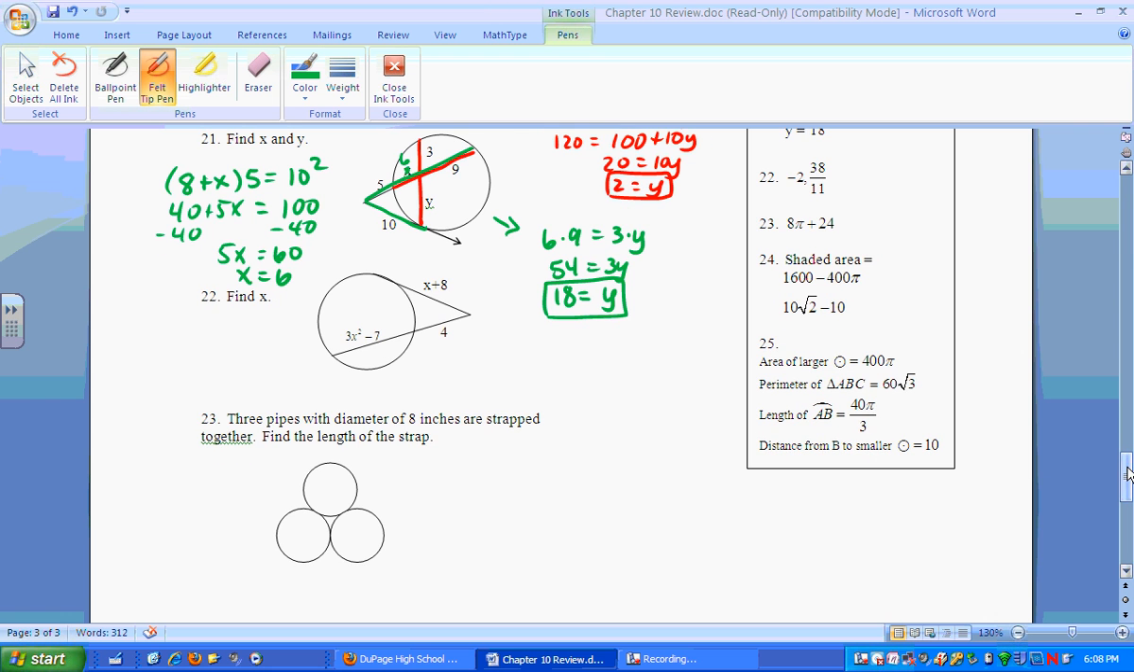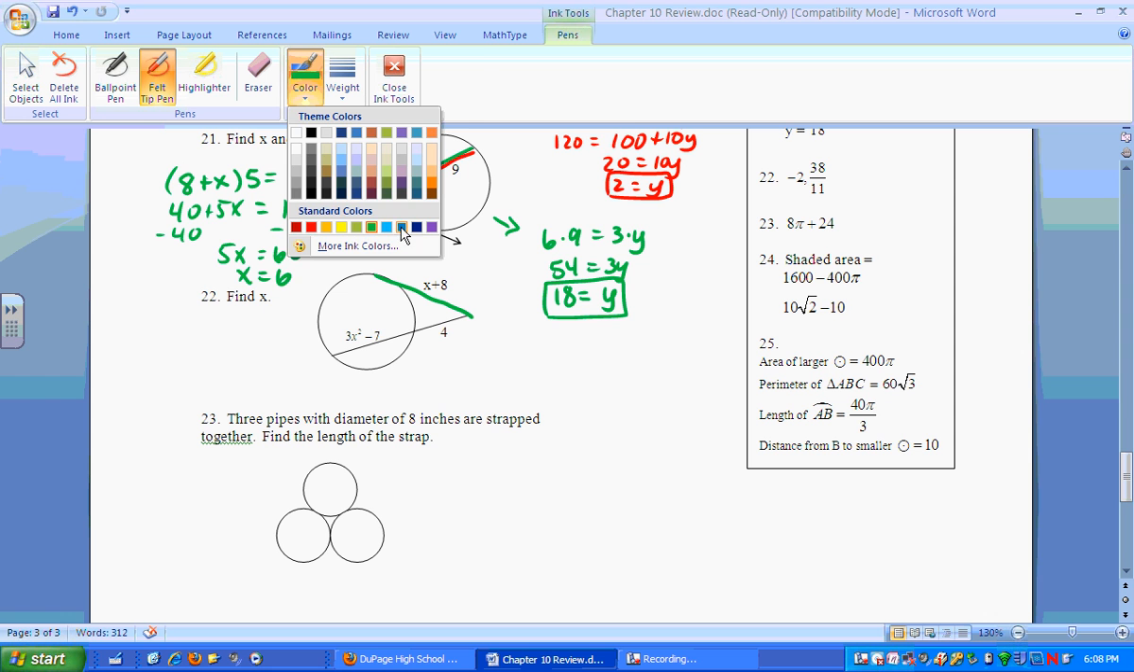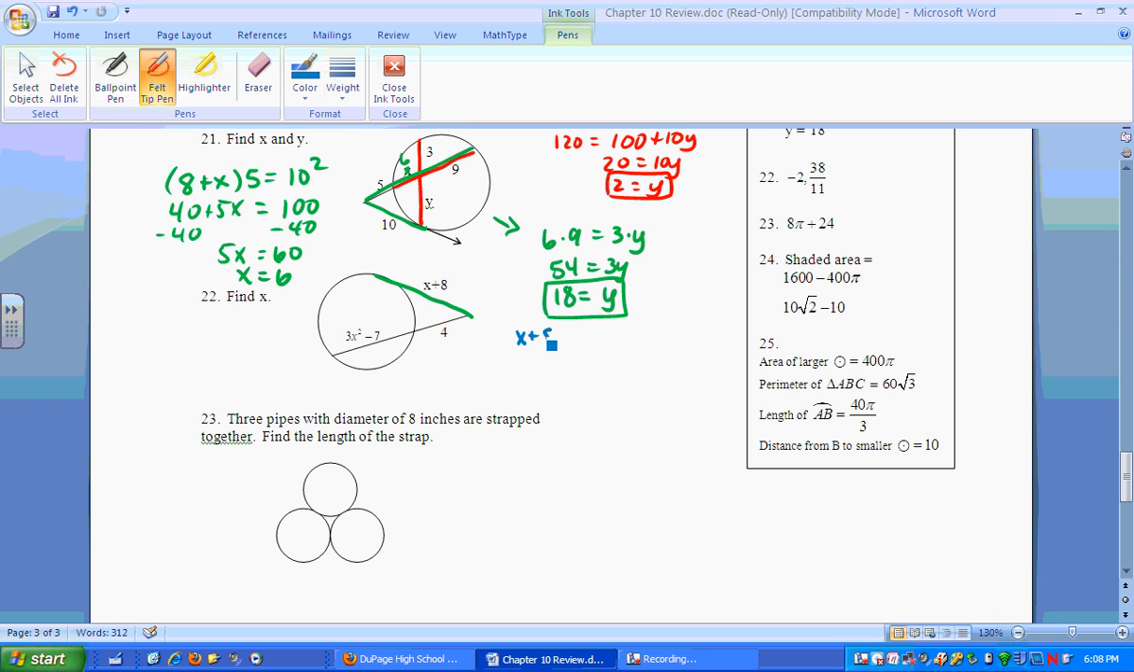22 is one of the more challenging questions, but it's just because you have to factor. Here's x plus 8. That's a tangent, so that rule would be x plus 8 squared equal to the whole secant. The secant, well, 3x squared minus 7, and we're going to add 4 to that. Well, 3x squared minus 7 adding 4, these combine to give you negative 3. So you're getting 3x squared minus 3. And the outside piece is 4.